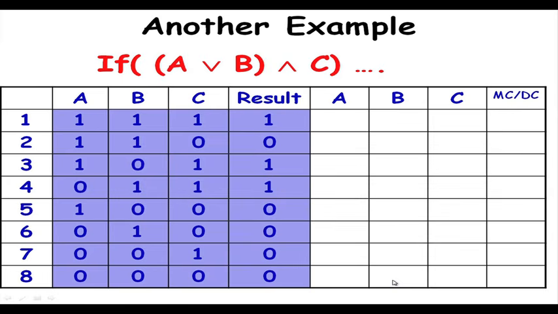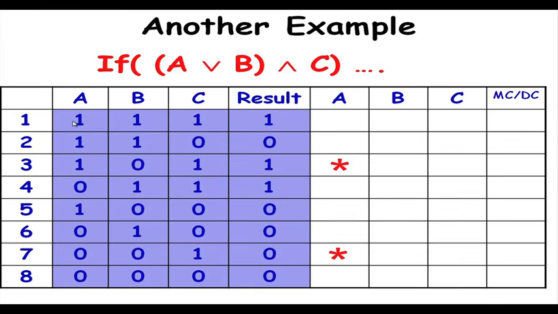Now, let us look at another example. Here it is a slightly more complex example involving 3 basic conditions in this conditional expression. Now, we develop the truth table for A, B, C and we write the result here. Now, we have to first check which 2 test cases achieve the independent evaluation of A.